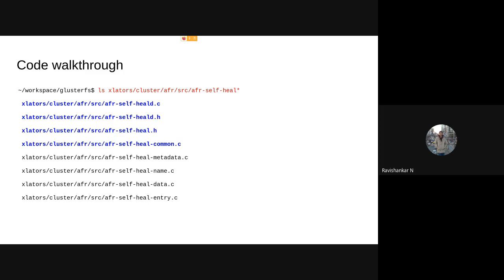But name heal is not something like that. Name heal happens when you explicitly do a lookup of that file name from the mount. So if you do ls of dir/file1, only that file will get name healed. So that is the difference between name heal and entry heal. Name heal only heals that particular name which is under consideration, whereas entry heal acts on the entire parent directory and completes the heal of all the entries inside it.